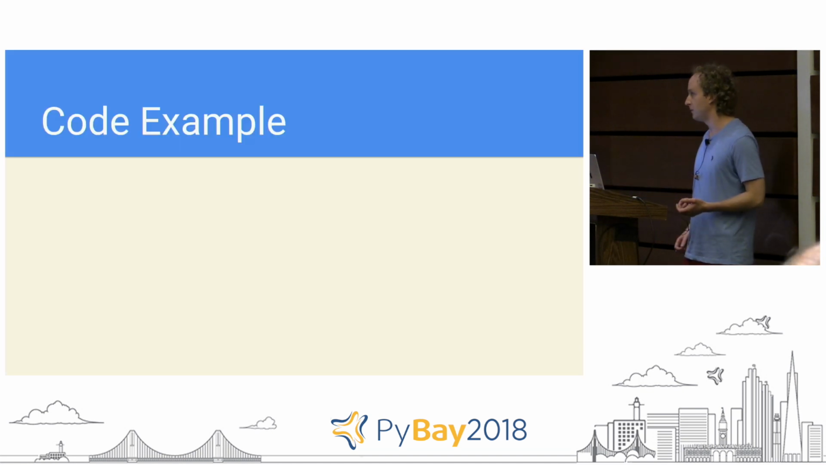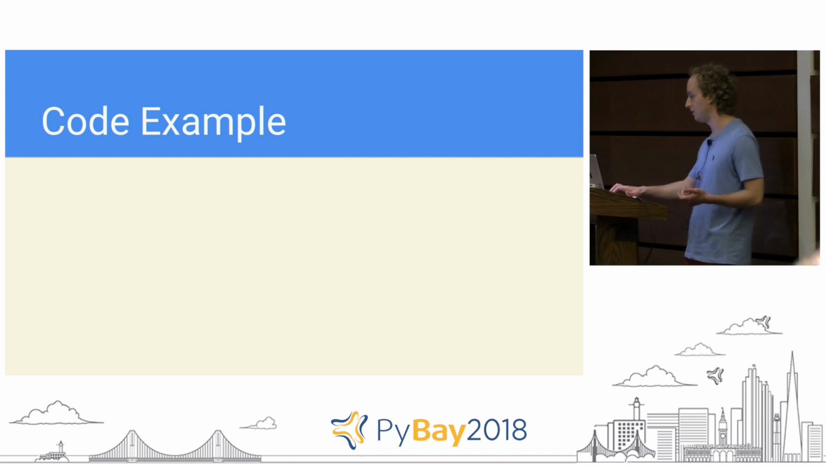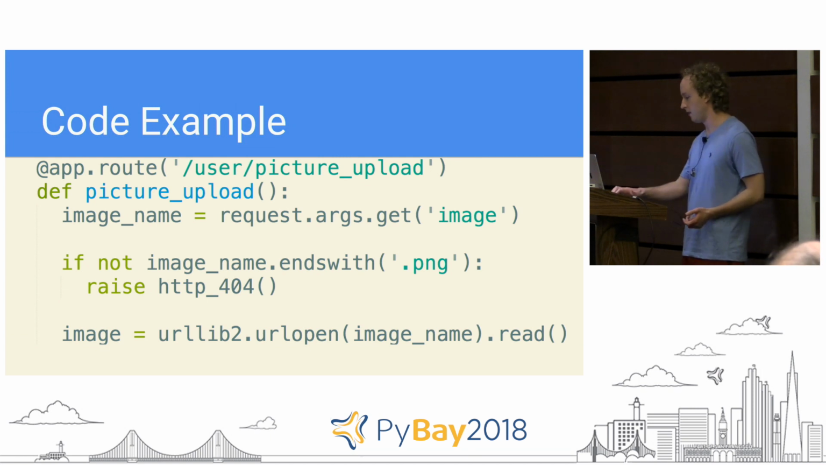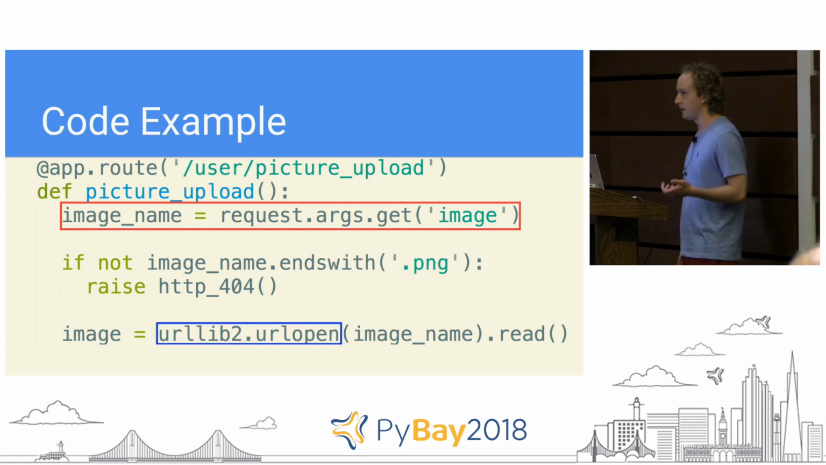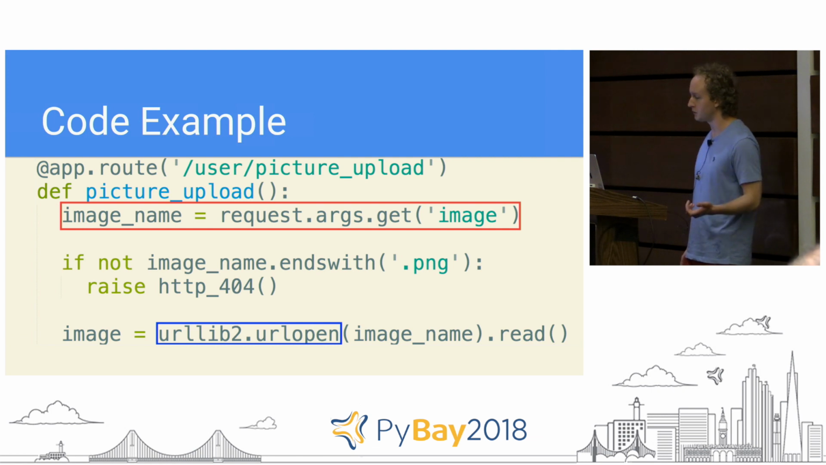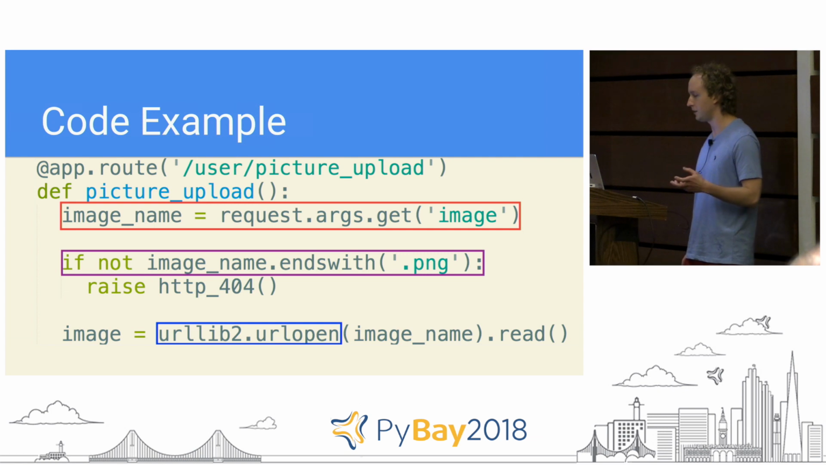So for a code example of how you might have this in your application, say you have a user who can upload their photo to your website. You can take the image name from the request, and we'll call that a source. And it might flow into a dangerous function like URL open, which is what sends the request to the URL. And this process of seeing if something from a source can flow into something called a sink is called taint tracking.